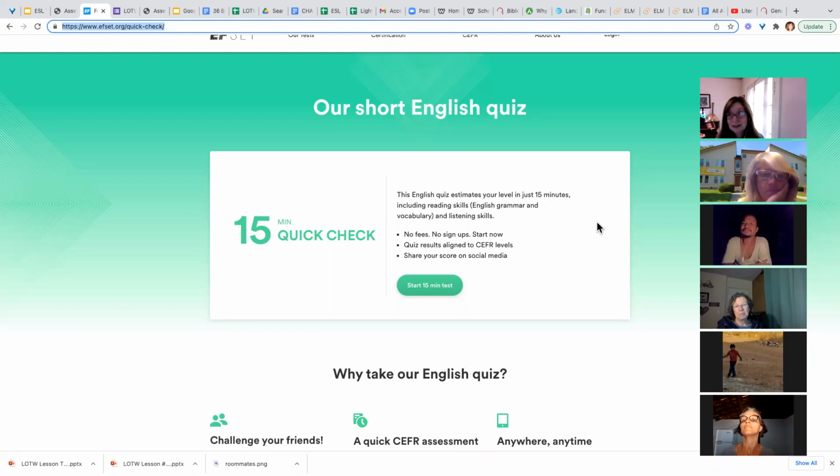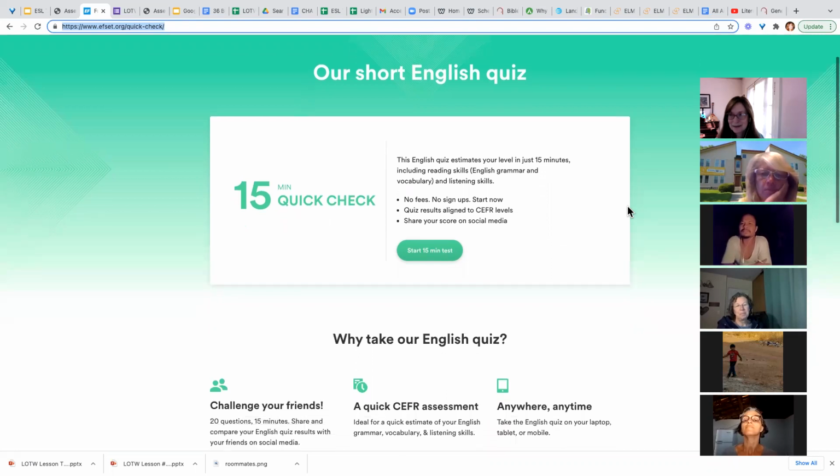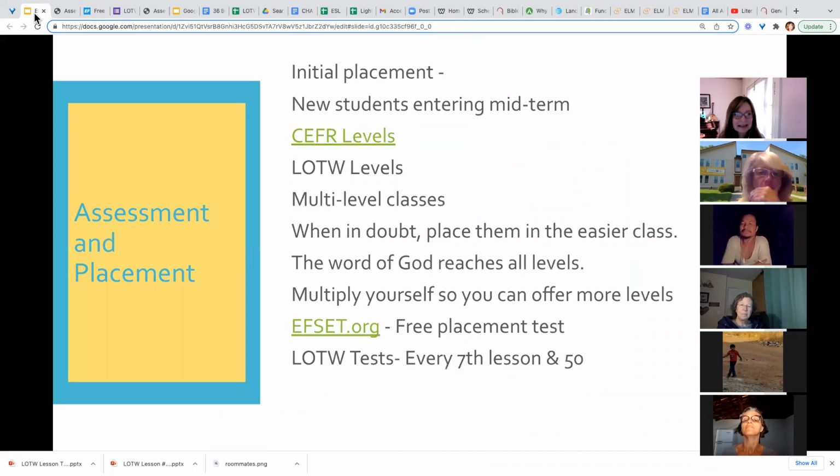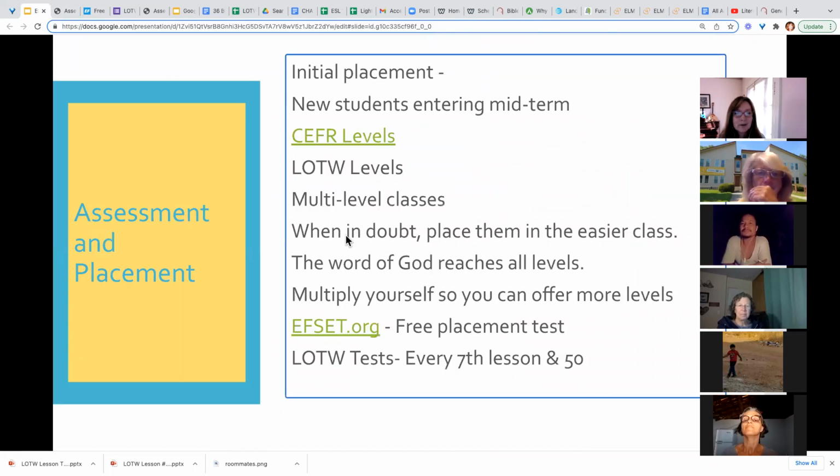Which also gives you their level, right? It tells you they're a beginner, so that's fine. But sometimes it can be discouraging. And that's another thing I wanted to mention, is that we don't want to discourage our students. So when in doubt, place them in an easier class or start using easier materials with them.